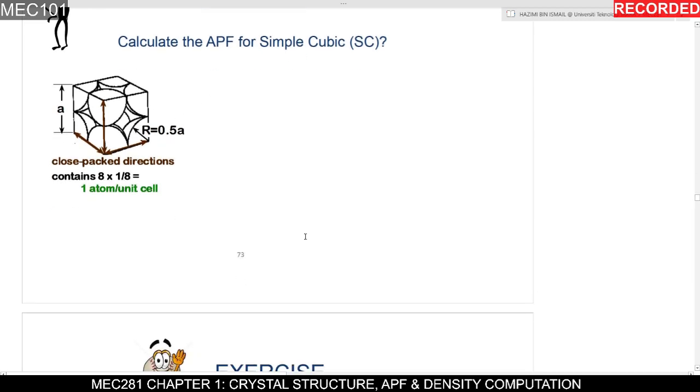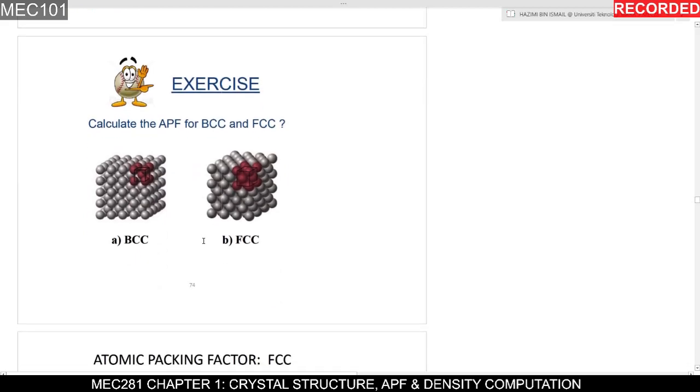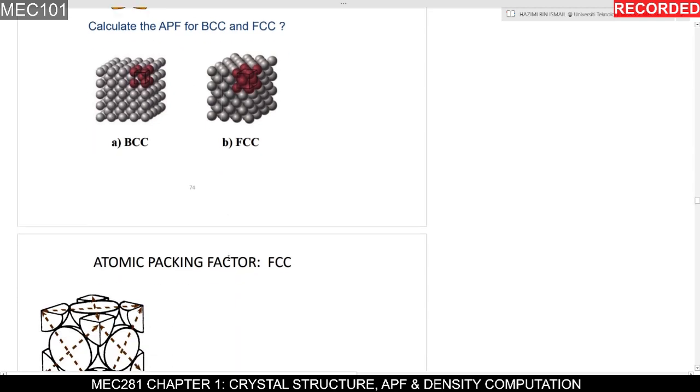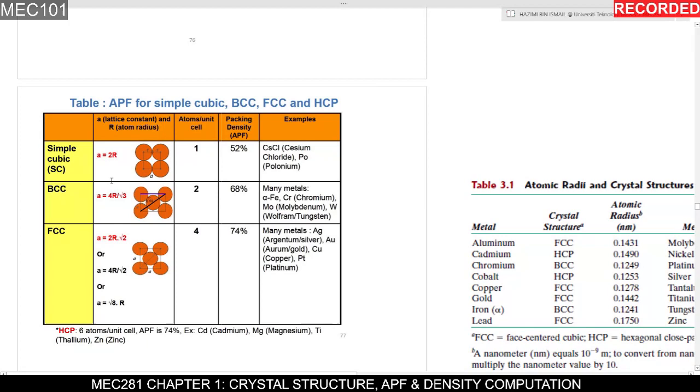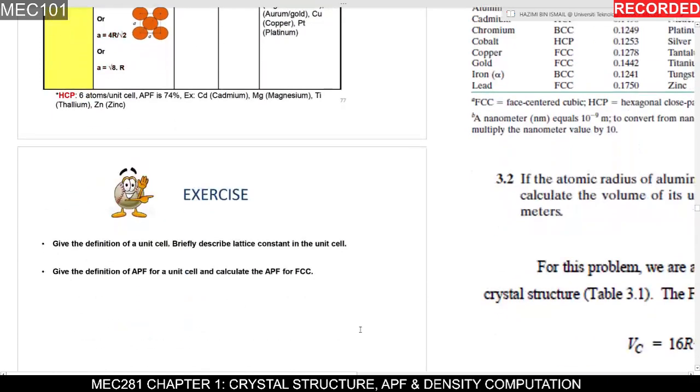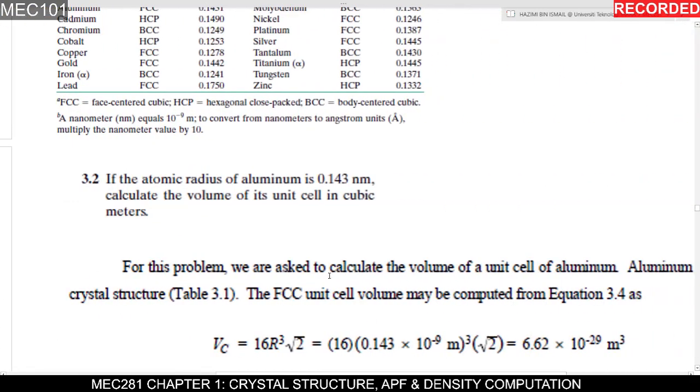Okay, and this exercise is to calculate the APF for BCC and FCC, but finally we have the equation here for each of SC, BCC and FCC. Okay, so let's try these equations here.